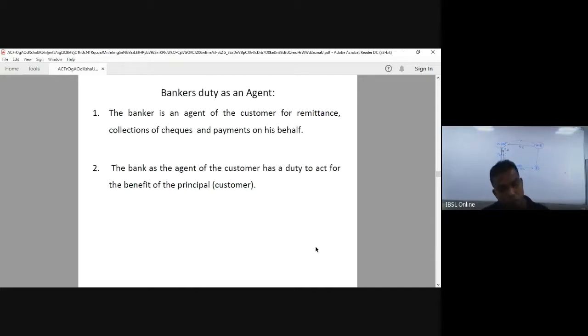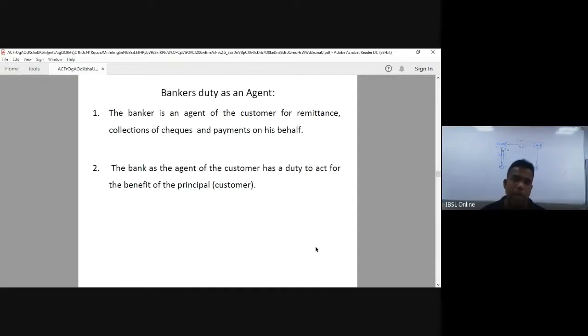So if the bank is maintaining a current account on behalf of the customer, the customer is the principal, the account holder, he is the principal. He gives instructions to the agent. The agent is the bank. So the bank has to obey the instructions of the customer, and the bank collects, pays checks and remits checks, collections on behalf of the customer. So it is a duty as an agent.